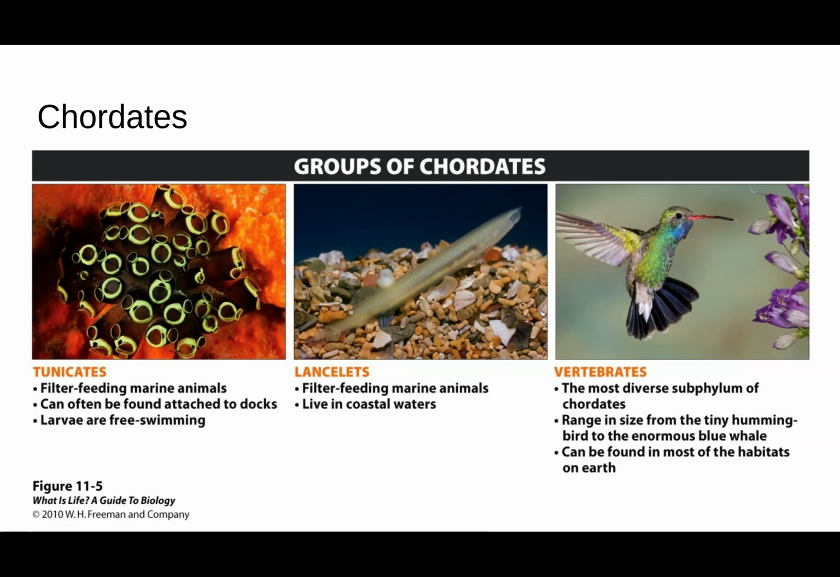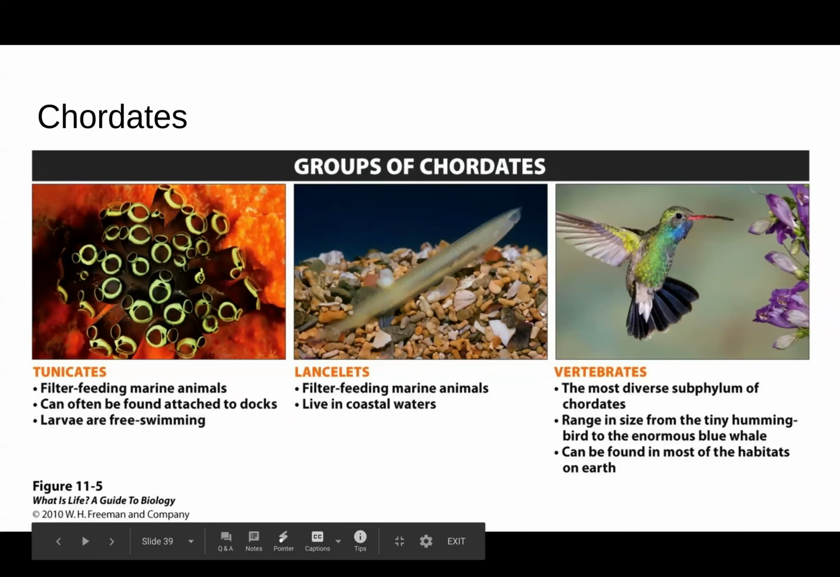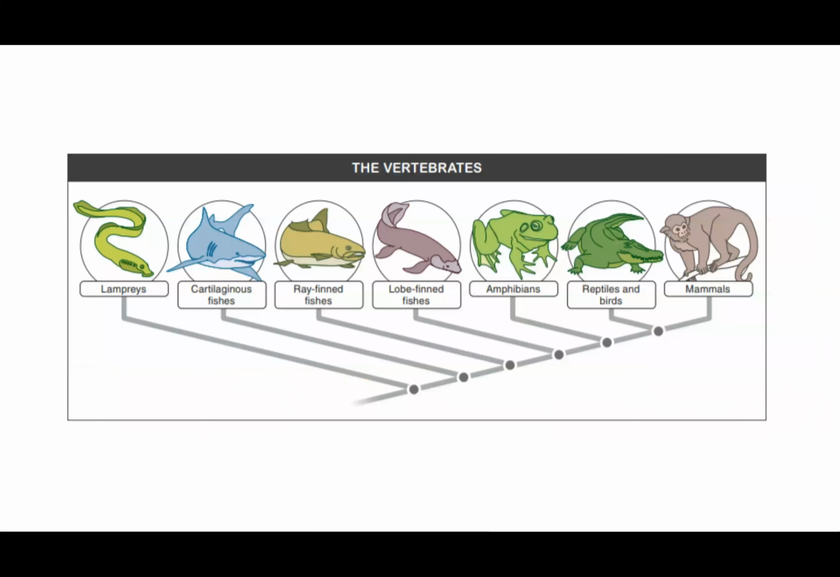Then finally, we have our chordates that we think of as the vertebrates, and these are the most diverse group. There's not a ton of species of the other two out there, but there is a decent amount of species of vertebrates, and our vertebrates are broken up into a number of different groups, including lampreys and different types of fish, including cartilaginous fishes, rayed finfish, lobed finfishes, and then finally amphibians, reptiles, and birds, and finally mammals. So these are sort of our major groups of chordates.